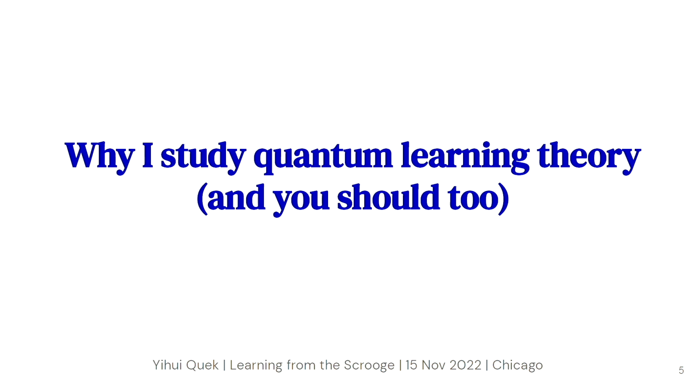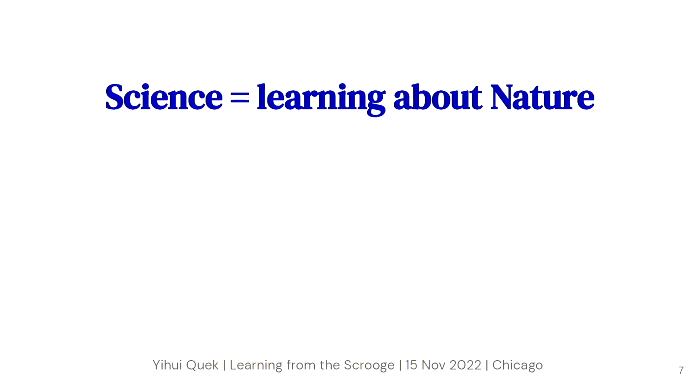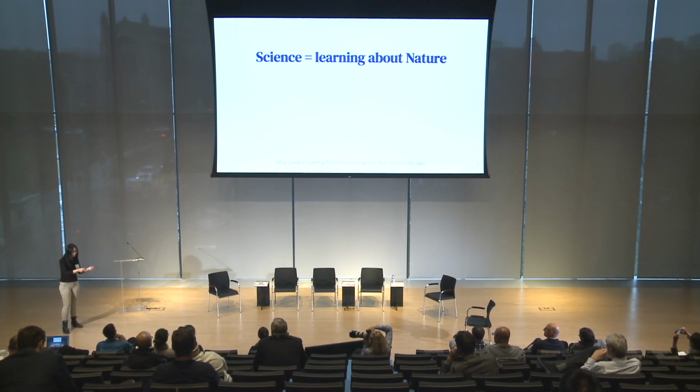So I'm also going to make a pitch for why I study quantum learning theory and why you should too, or at least try and approach your problems from the lens of quantum learning theory. The first reason is that quantum learning theory, I believe, models the scientific endeavor. Very approximately, I believe that science is about learning about nature. For instance, you could be an experimentalist who is observing some signals from some unknown object, and you want to figure out what the unknown object is. You could be someone who, for instance, observes some signals from gravitational waves, and you want to know what sort of gravitational wave produced those signals.